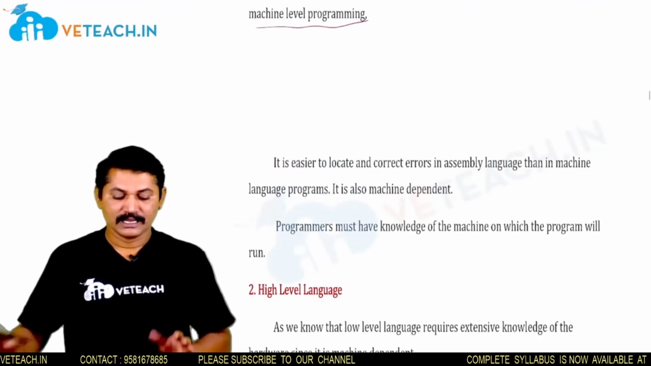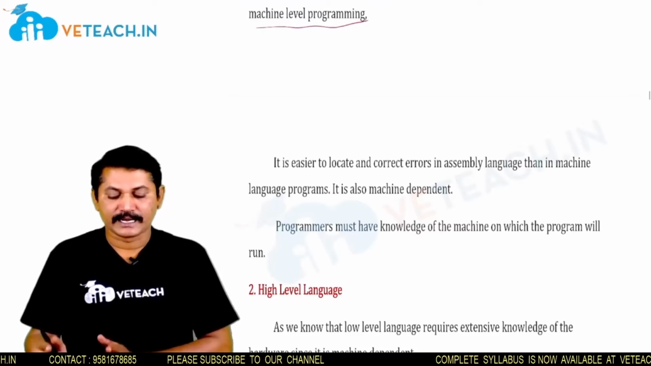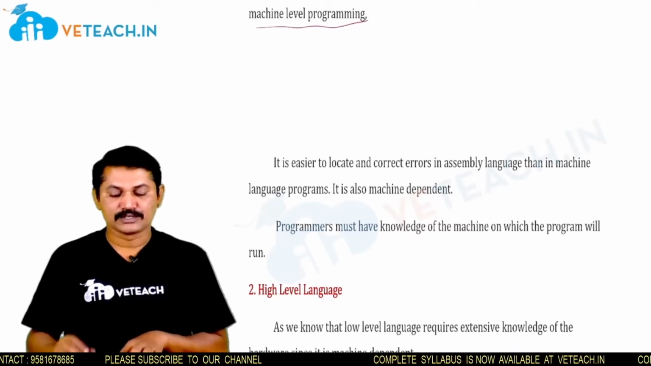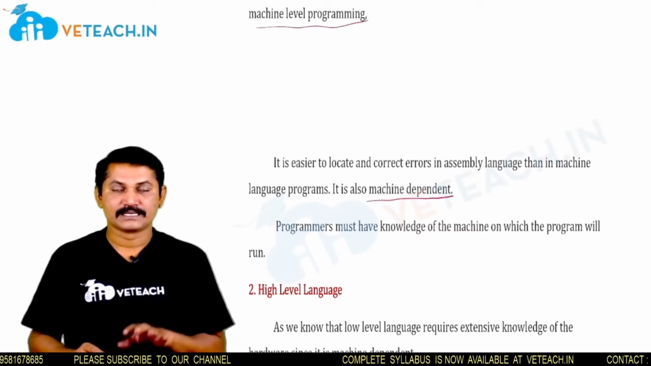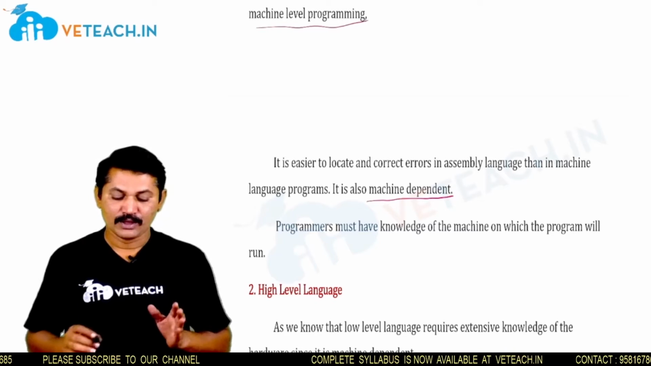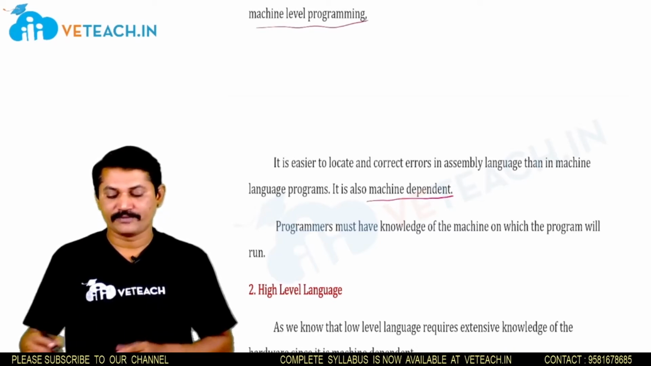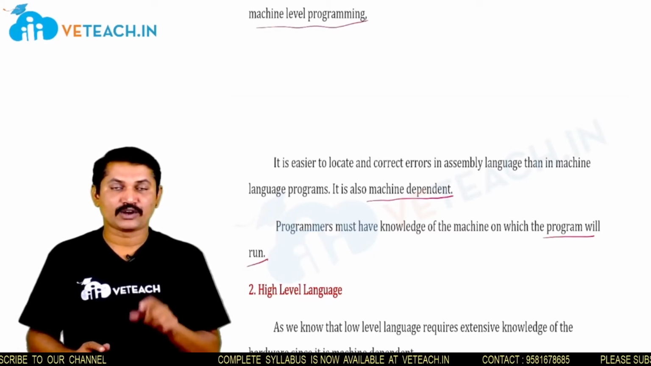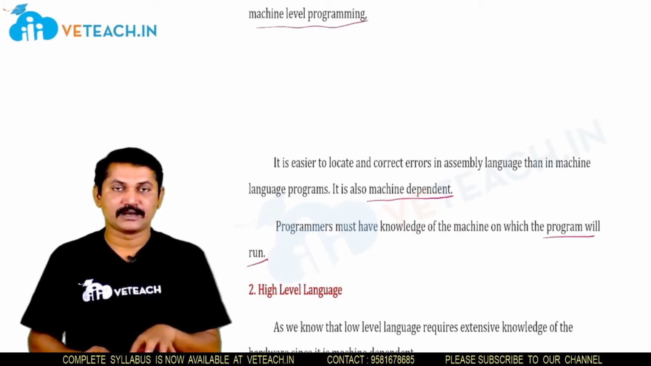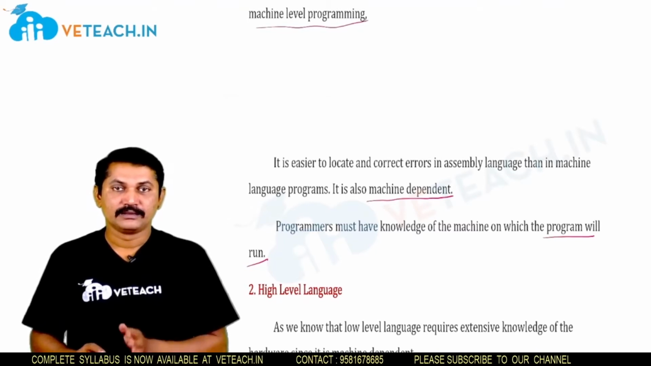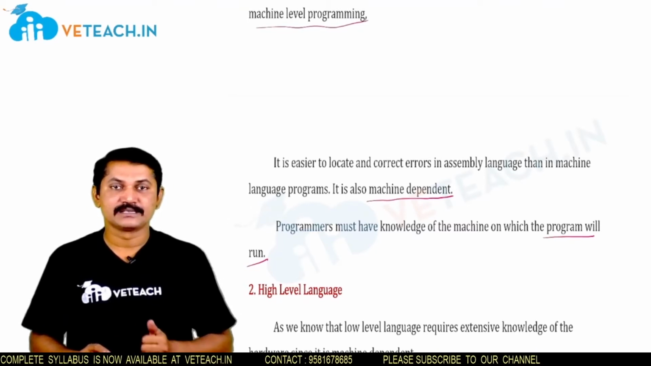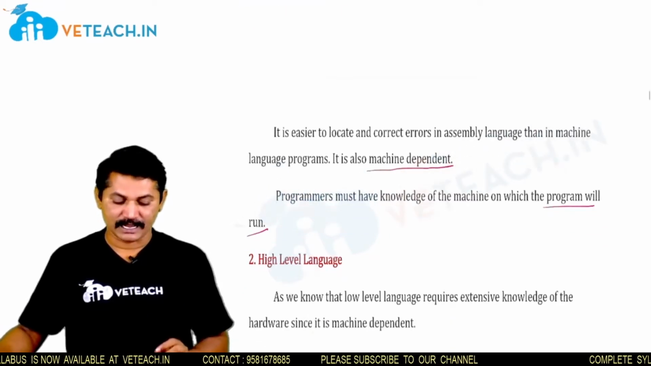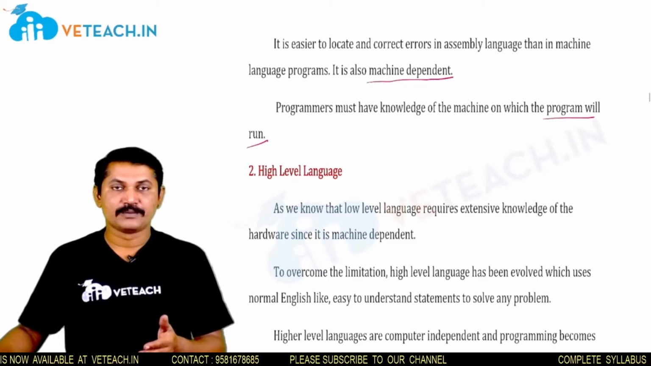And it is easier to locate and correct errors in assembly language than in machine language. It is also machine dependent. Programmers must have knowledge of the machine on which the program will be run. So based on the configuration and structure of the computer, the assembly language is created or designed. Up to now we learned about the low level language.